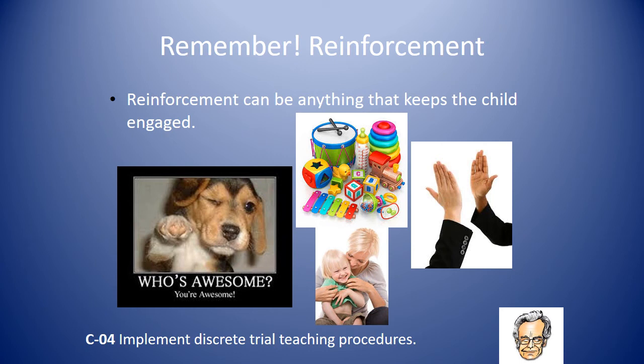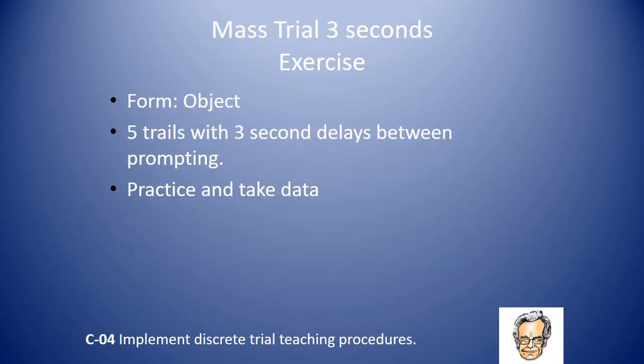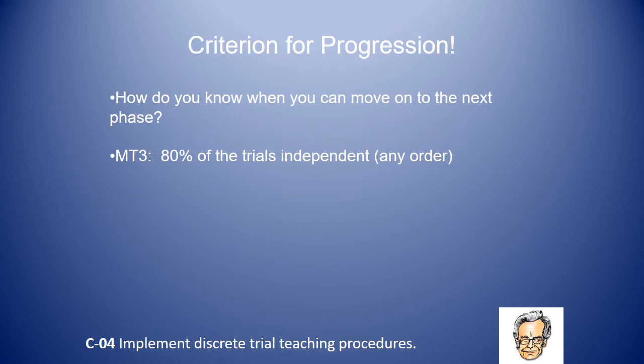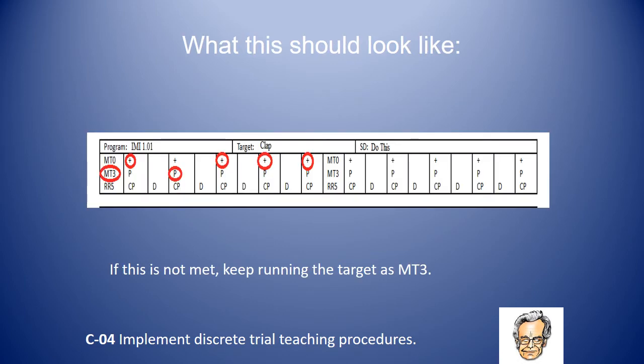Remember, reinforcement is anything that keeps that child engaged and increases the future likelihood of the behavior. Now, let's talk about mass trial 3 seconds. This way, we will wait 3 seconds between giving the instruction and the prompt. How do we know if we can move on? 80% of the trials are independent, or 4 out of 5. If this is not met, keep running the target as MT3.